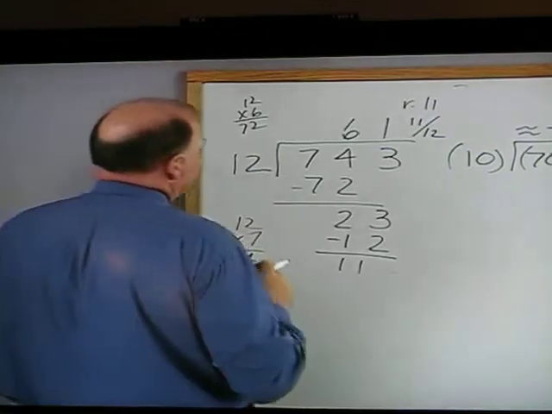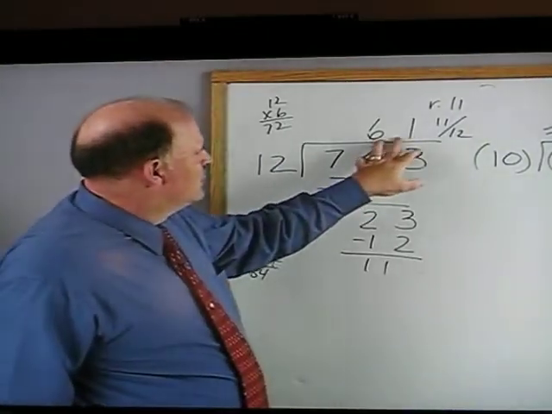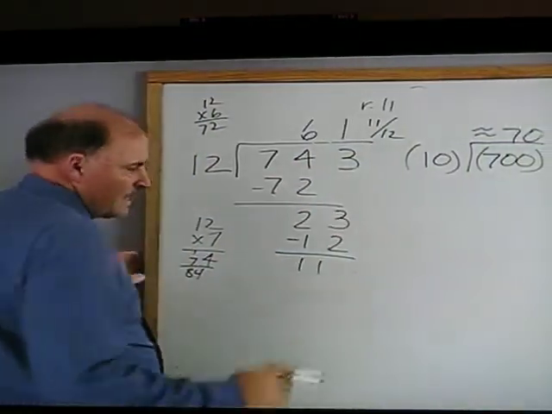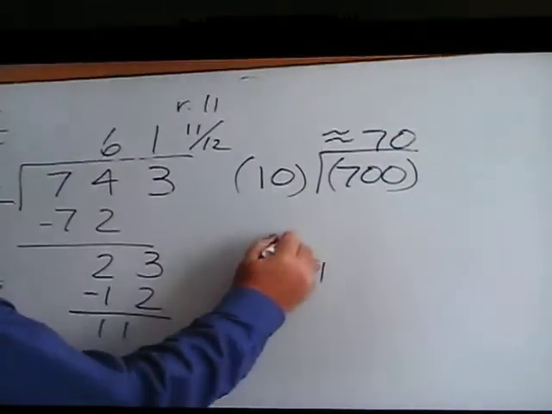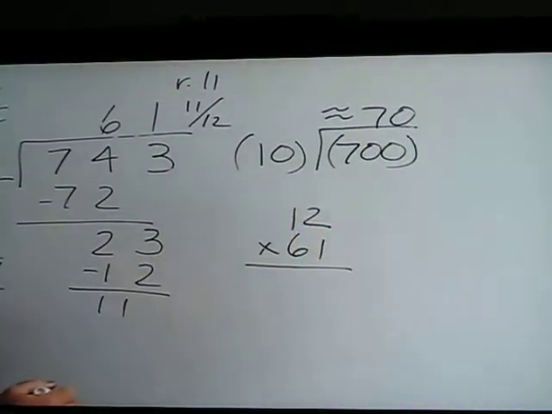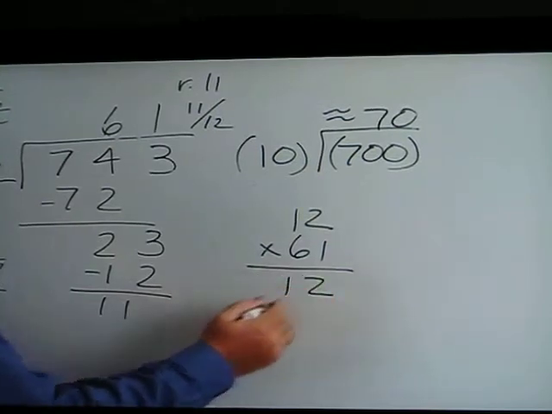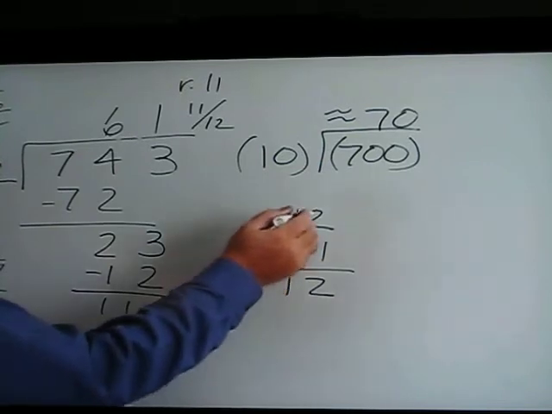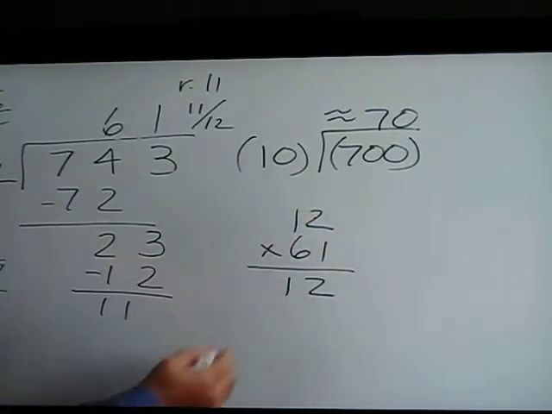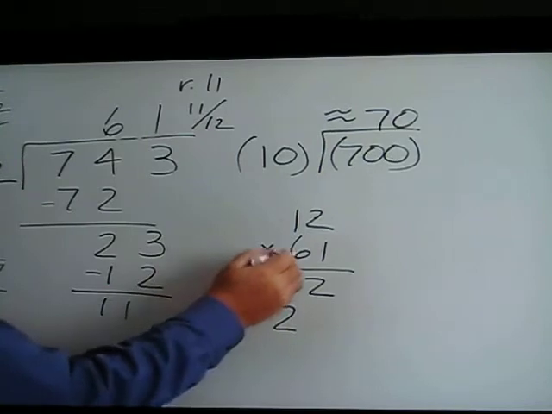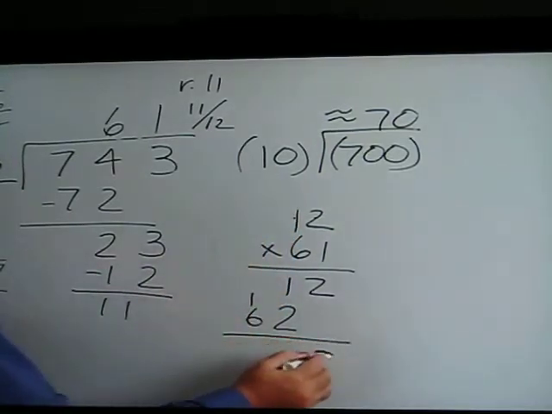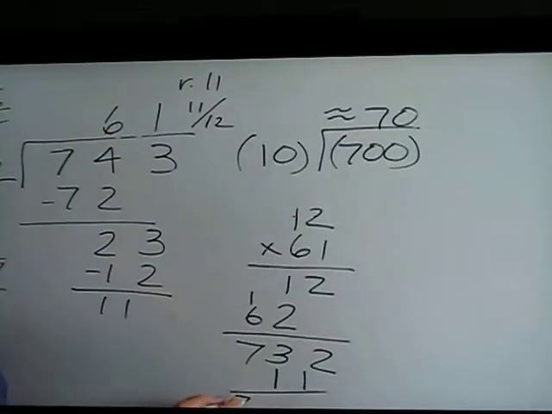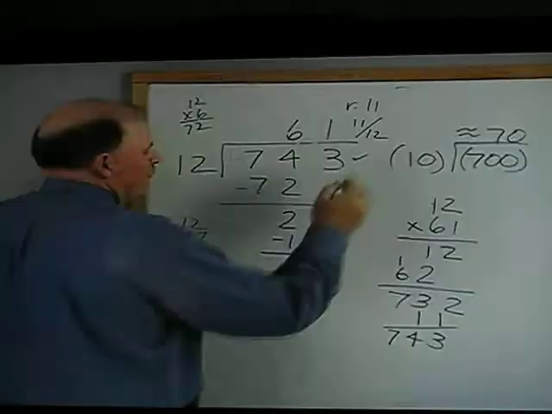Now let's check it. But by the way, notice how we've got 10s, 60, 70 pretty close. Okay? Let's check it now. Let's put the 61 times the 12. 1 times 12 is what? 12. Right? That was pretty easy. How about the 6 times 2? 12. Put the 2 here, carry the 1. 6 times 1 is 6. Add them up. Add the remainder, which is 11. 743. Bingo, we got it.